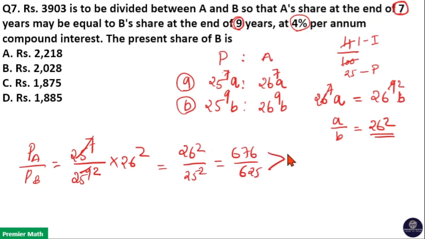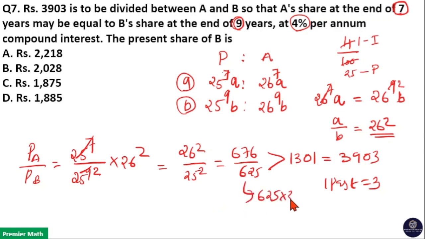Now this is equal to 3903. So 1 part is equal to 3. That means 625 parts is equal to 625 into 3, which is equal to 1875. So option C is your answer.